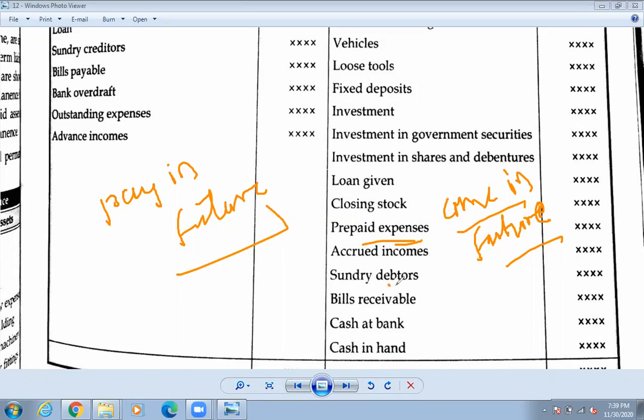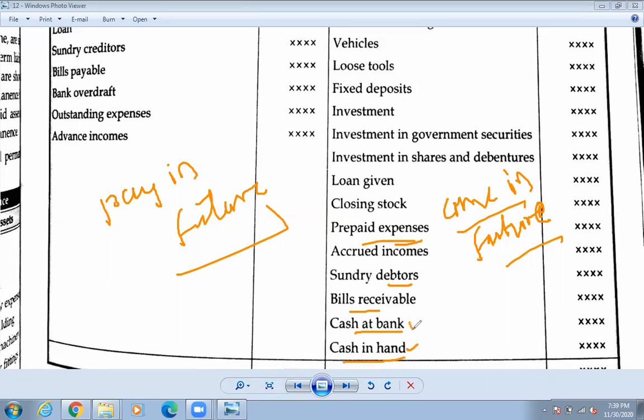Okay, so accrued income is also already paid, the income which is already paid. Okay, sundry debtors, receivable means coming due, which will come in the future. So that is also the kind of assets for you. Bank, cash in bank, the amount which is with you. Cash in hand, that means what you already have. How much is in your purse? 5 lakh rupees. So that is the cash in hand.